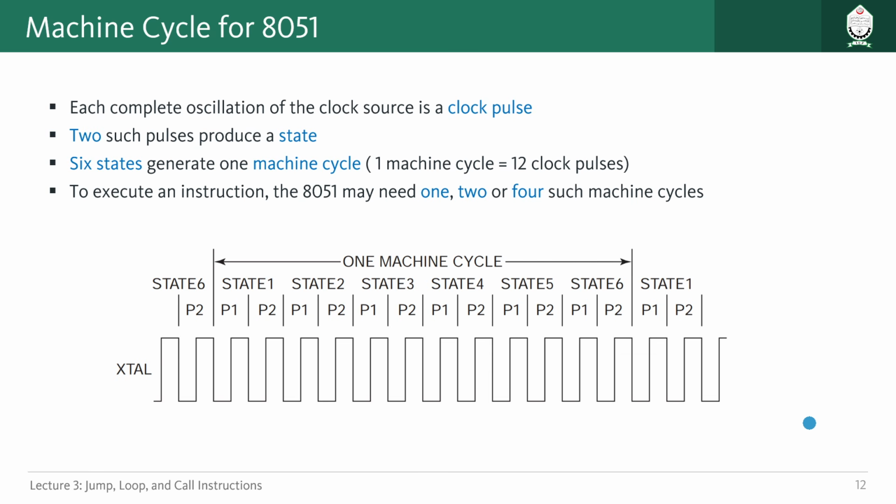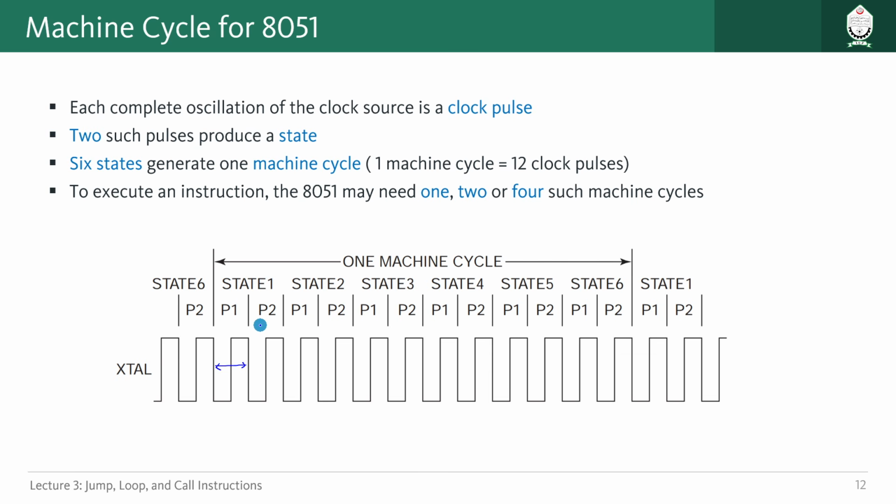But all of the things happen because of clock pulse. This is the unit of time basically for our machine. So crystal oscillators basically do that, attached to our microcontroller. So each complete oscillation of the clock source is called a clock pulse, like we can see here. This is the unit of time, as I had said. But 2 such pulses will produce a state for 8051. So something like that. You can see this particular portion here, this is 1 clock pulse.